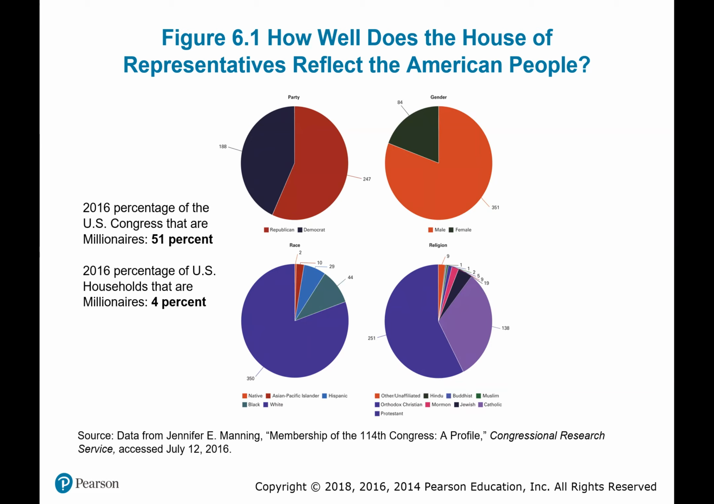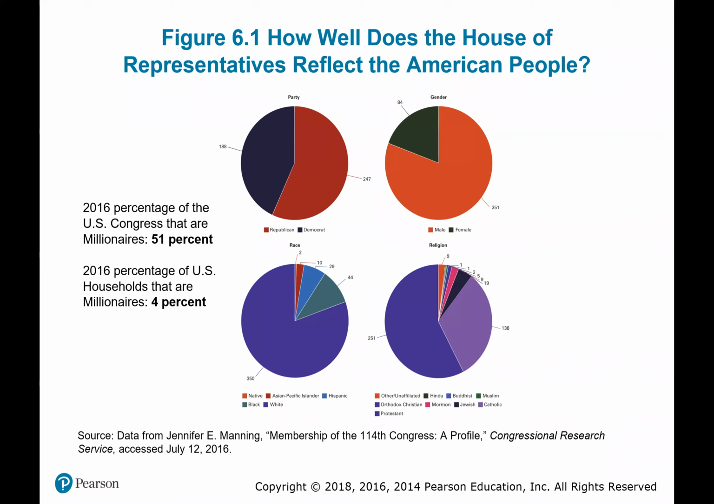Gender, obviously, is not well represented. You have a massive number of men and few women, though that has changed. It's been increasing slightly, especially in 2018. The percentage of US households that are millionaires is only 4%, yet in 2016, the percentage of the US Congress that are millionaires was 51%. So that shows you demographically, there's a disconnect there.